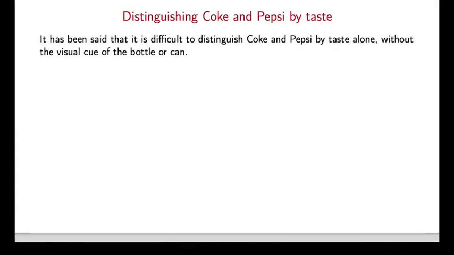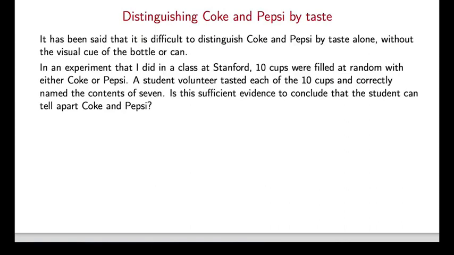So let's apply testing to a taste experiment. It's actually surprisingly difficult to distinguish Coke and Pepsi by taste alone. That means you're not allowed to see what's on the can. I did an experiment about this in a class at Stanford where 10 cups were filled at random with either Coke or Pepsi. Then a student volunteer tasted each of the 10 cups and correctly named the contents of 7. So the question is whether this is sufficient evidence to conclude that the student can tell apart Coke and Pepsi.